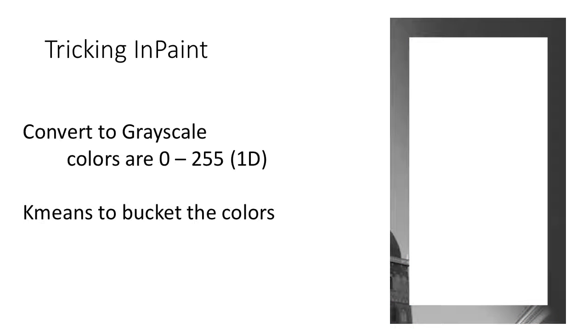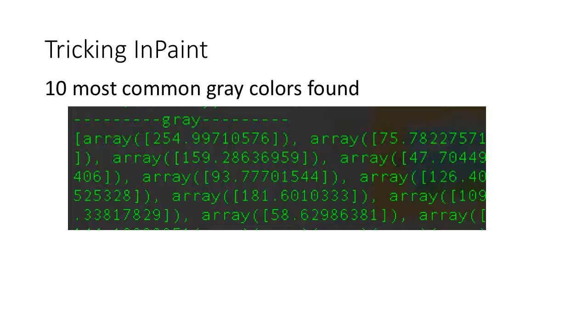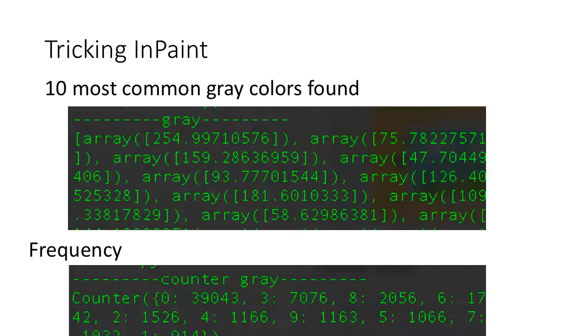To trick it, I turned it to grayscale because then I only have 256 colors. I did some k-means to find the colors that were there. This is the code. It will be up on GitHub soon, but I need to clean it up a little bit yet. It finds the 10 most common grays, and it tells me where they are and how frequently they appear.